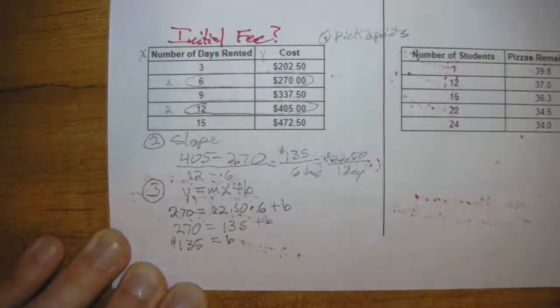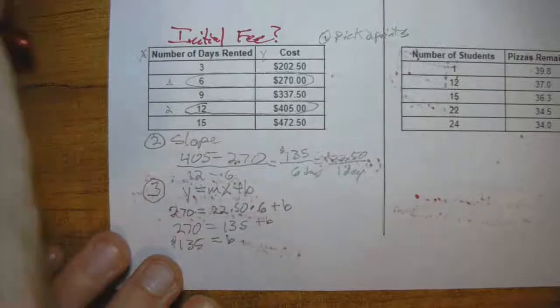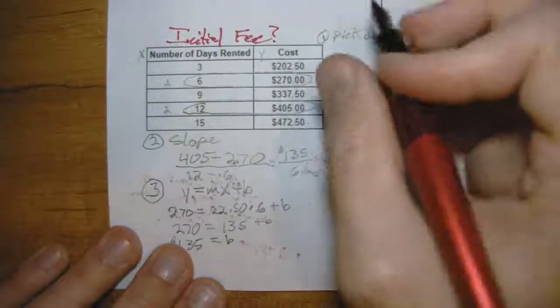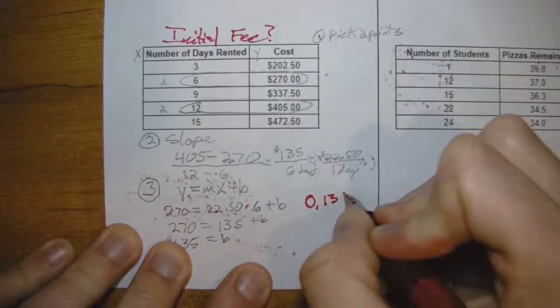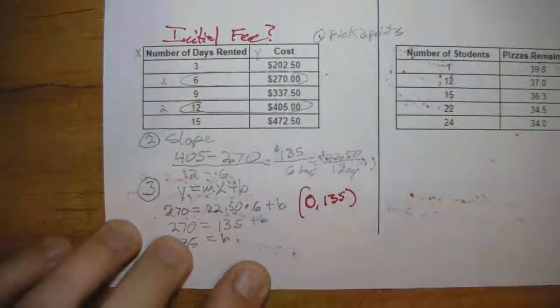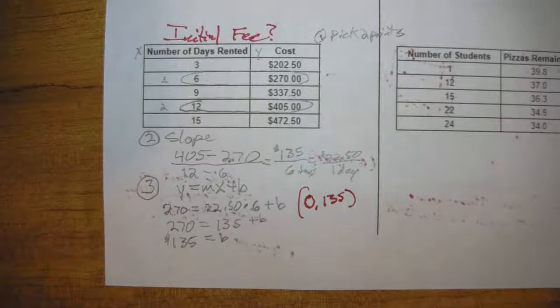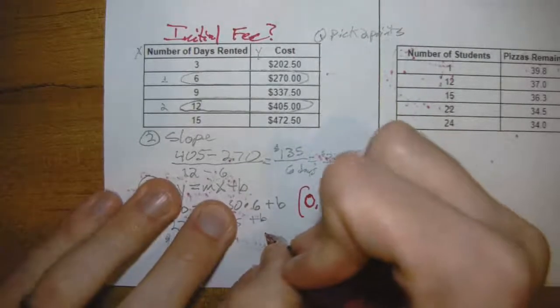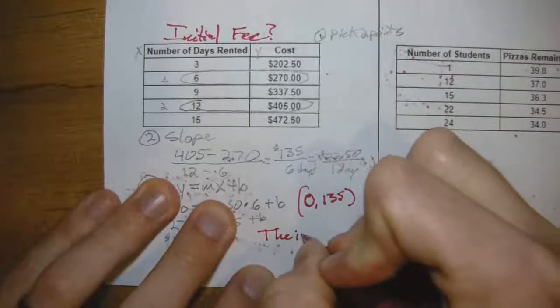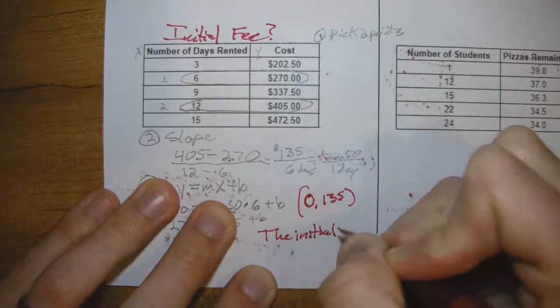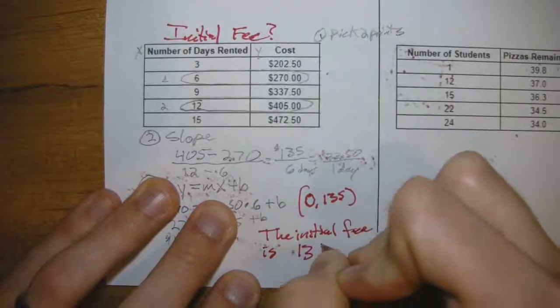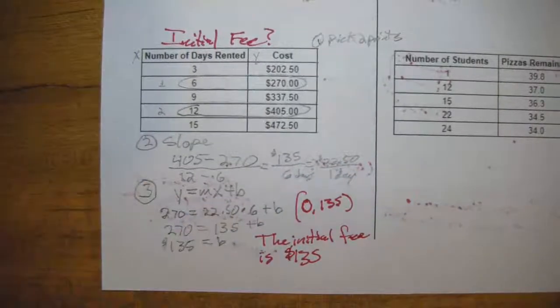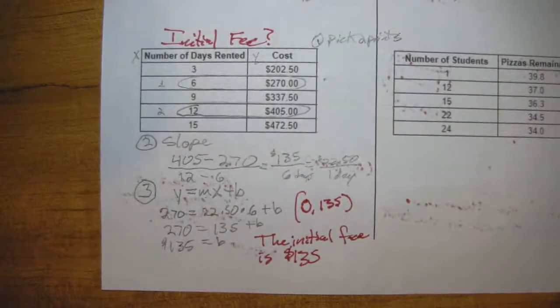That's 135. So our ordered pair, if we want to write it that way, in this particular case, would be 0, comma, 135. So that's the y-intercept. And if we were to write it out for what it means in this situation, we would say that the initial fee is $135. All right, there it is. There it is. So let's keep going.